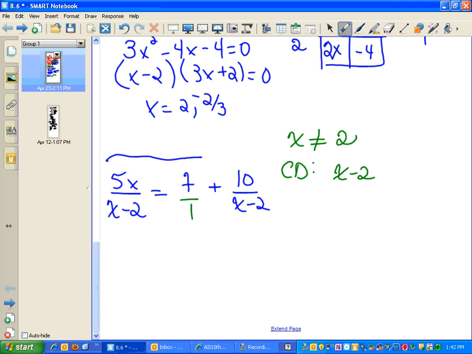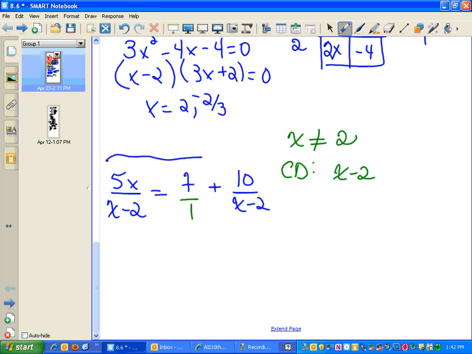But at this point, since you know that 7's just a number, can't you just subtract 10 over x minus 2 to the other side? And then work with it over there? I guess. 5x minus 10 equals 7. 5x minus 10 over x minus 2 equals 7 over 1 and cross multiply? Sure. You can do it that way. You do it your way, and I'll do it my way, and we'll see if we get the same answer.